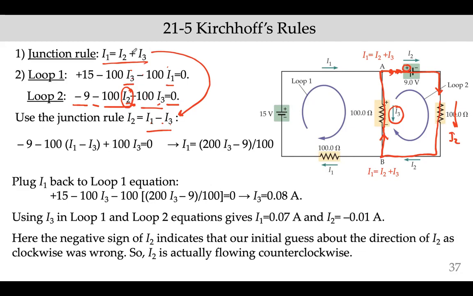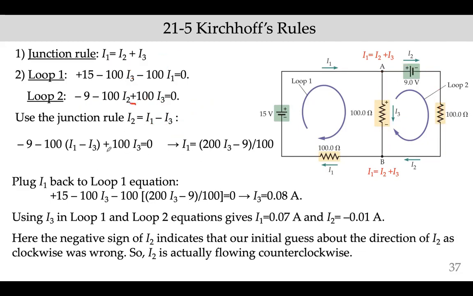To be able to do that, I will use the junction rule. I will rewrite it as I2 equals I1 minus I3. The reason that I write it this way is because I want to get rid of this I2. So instead of I2, I will plug in this expression, which is I1 minus I3. Now the second one becomes -9 minus 100 times (I1 minus I3), minus 100 I3. Sorry, this should be plus, so there's plus 100 I3. So this is the loop 2 equation.